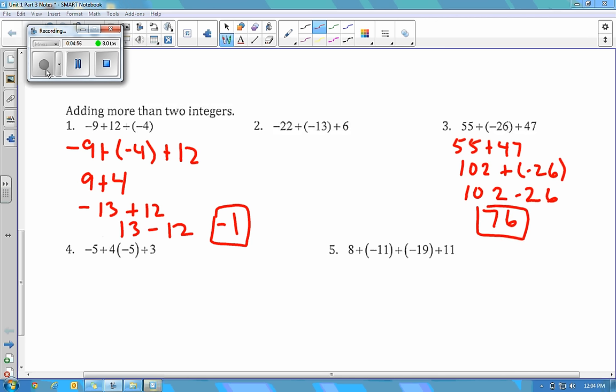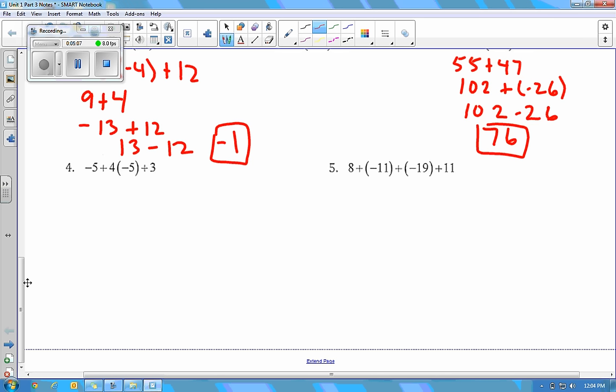Coming down to number 4, I wrote this wrong on the note sheet. Okay, so this should say -5 plus 4 plus -5 plus 3. I accidentally put the 4 and the -5 together. So I have 4 numbers here. I have 2 negatives and 2 positives.